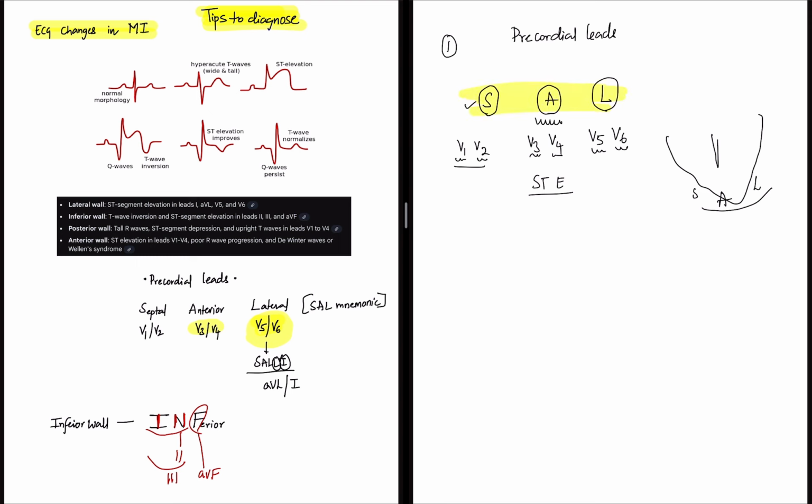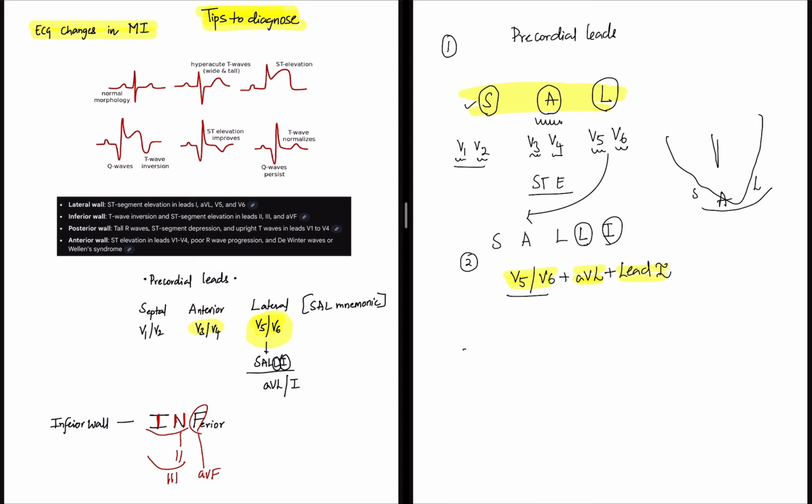Now let's try to extend this mnemonic by calling it SALI. That means lateral leads are V5 and V6, right? Apart from that, lateral leads also have L, that is AVL plus lead 1. So if you want to know about only lateral wall MI, the leads that you need to look at are, along with V5 and V6, the AVL and lead 1. This is the second take home for you.